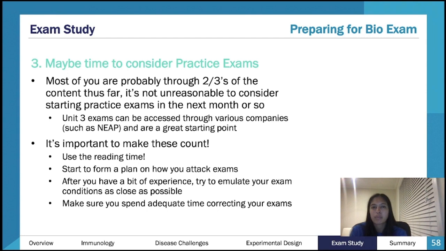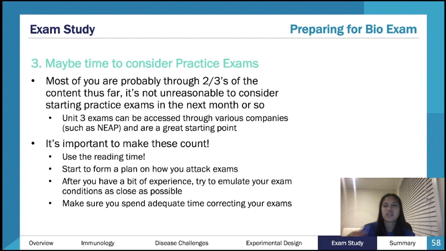Use your reading time. Think about how you're going to approach it. Are you going to do short answer first? Are you going to do multiple choice first? Figure out that sort of stuff. Try to build up your stamina as well. So do it under timed conditions, obviously closed book, and mark your exams, of course. Don't waste your practice exams, is what I think, because otherwise you could just be doing practice questions.